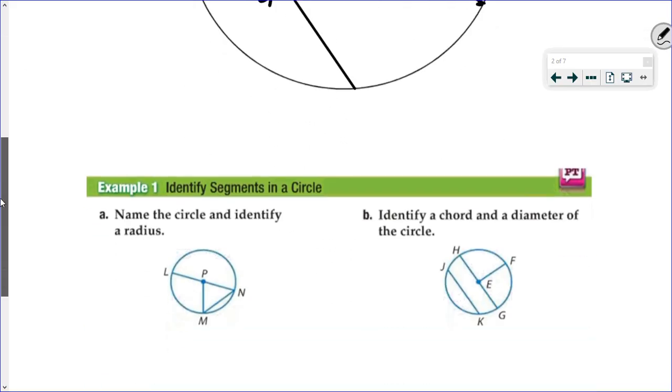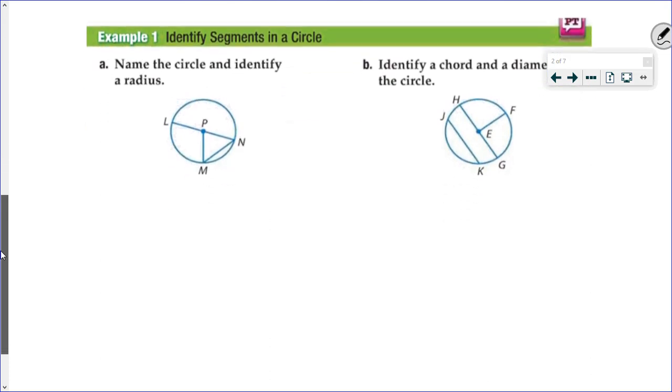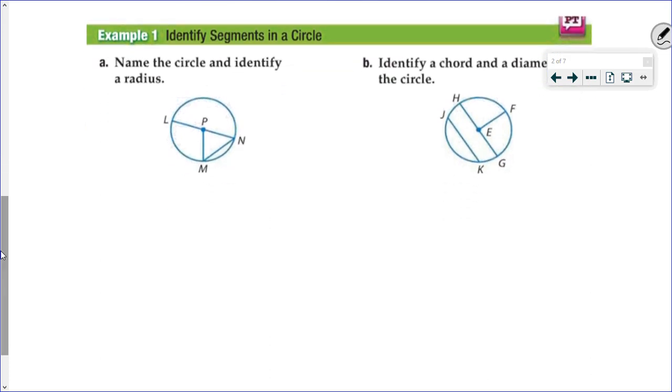All right. And so let's talk then, identify segments in a circle. Name the circle and identify a radius. So here in part A, well, the circle, and we call it by its center point. So circle P, example A. And we want to identify a radius. I can see 3 radii that we could identify.